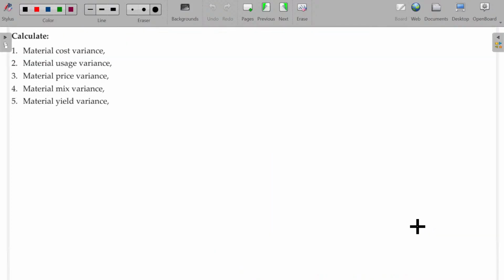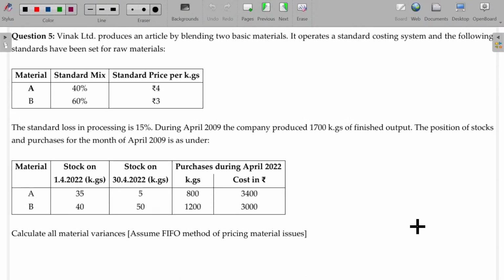Now, question number 5. This question is also very easy. Only one difference is here. We have been given opening stock, purchases and all. Okay. Let me frame the table here.